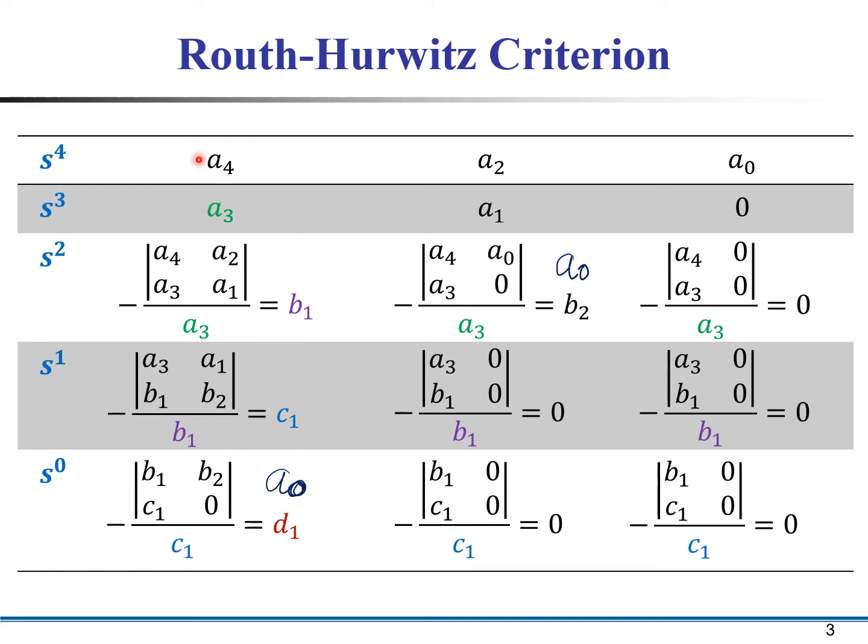If here it was positive, then here it is negative, then again it becomes positive, and after that everything remains positive. What is the meaning of this? The sign change from plus to minus and then from minus to plus. This means the sign has been changed twice. Therefore, there are two poles in the right half S plane. So the number of poles in the right half S plane are equal to the number of sign changes in the first column of the Routh-Hurwitz table.